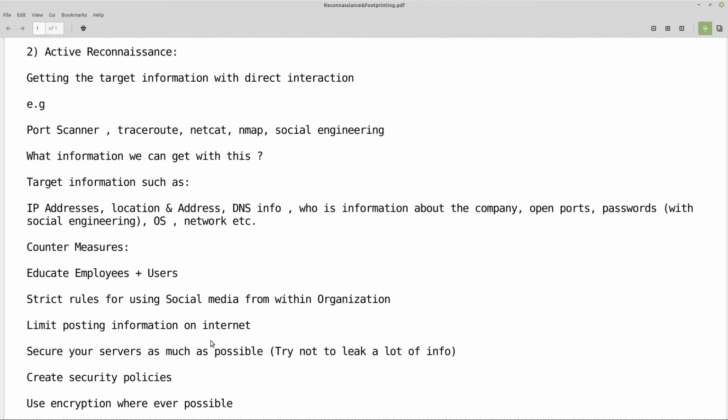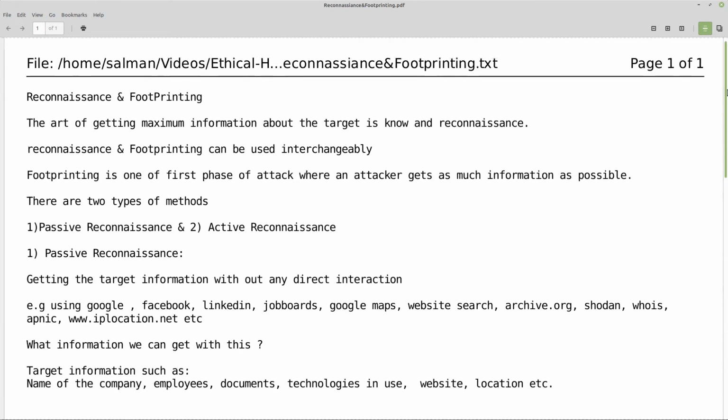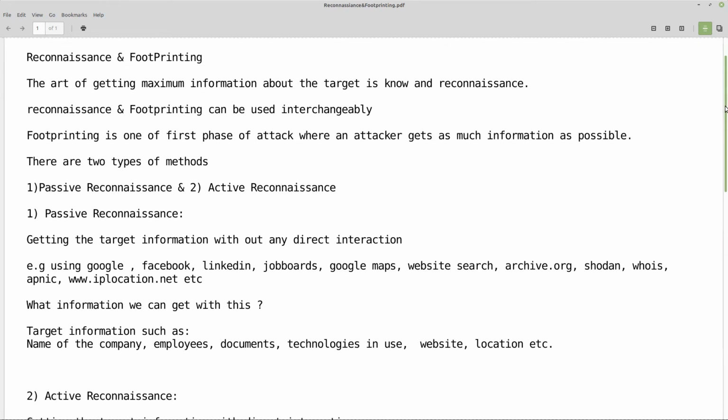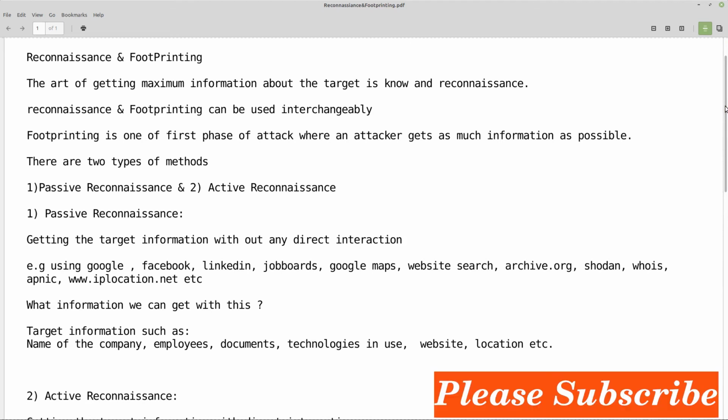Then you must create a security policy, and this policy must indicate what kind of sites users can access while working, whether they can use Facebook or social media, and what kind of policies to follow. And use encryption wherever possible, so that if the data is leaked, it's in encrypted form and difficult to use. So this is some basic information about reconnaissance and how we can counter the effects of such attacks. In our next video we will take a look at some tools used for reconnaissance and some practical labs.